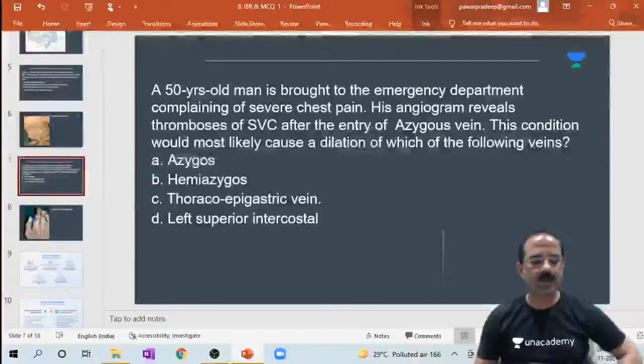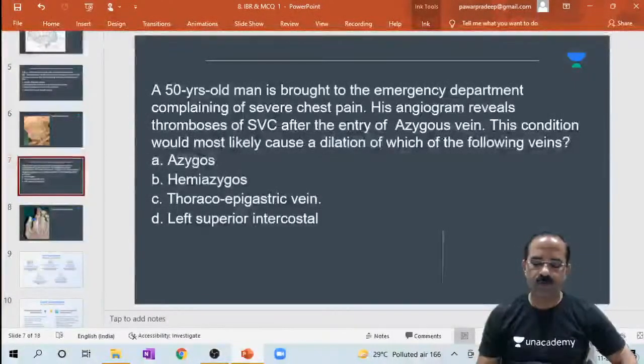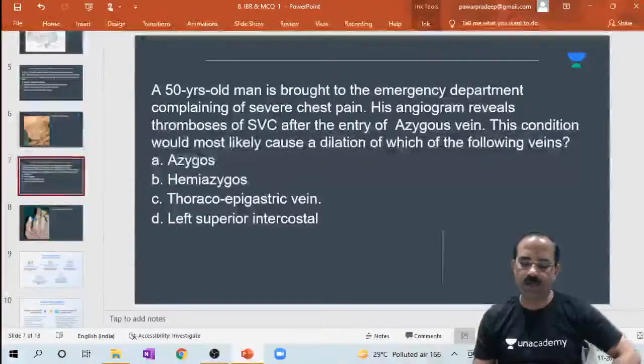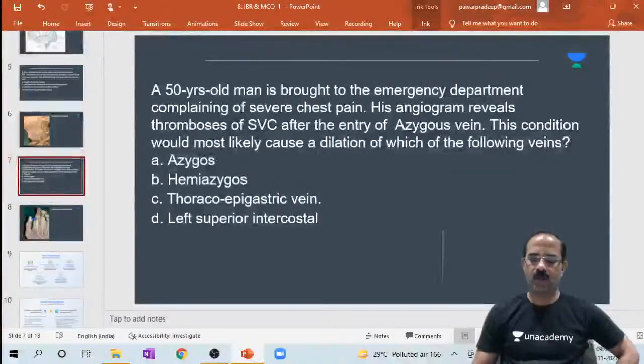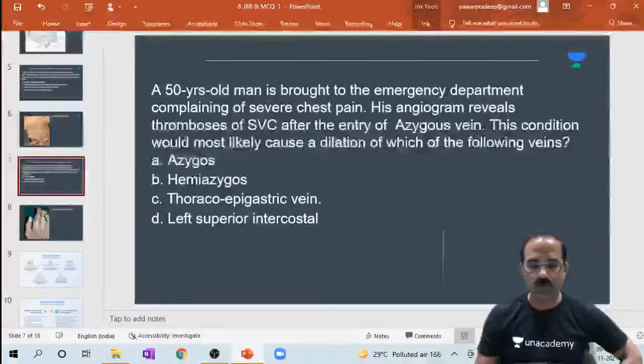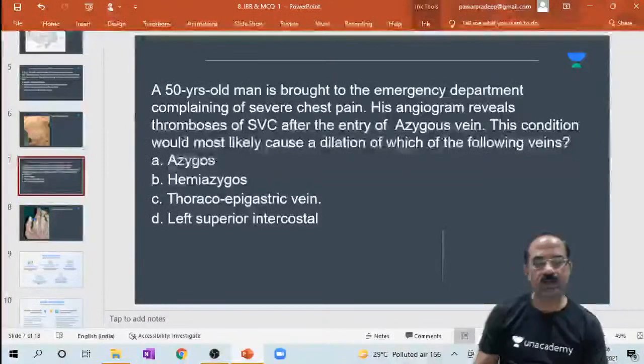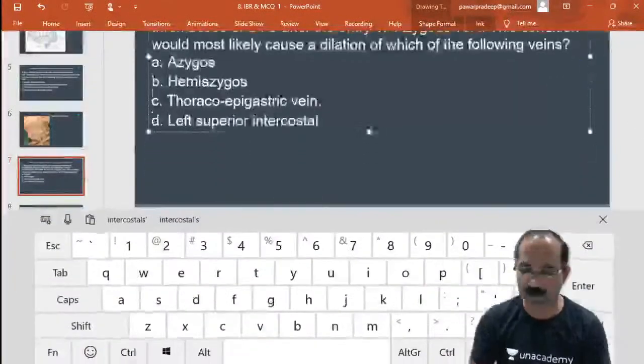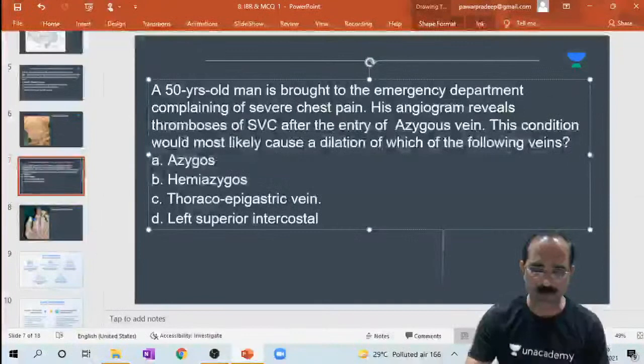So what is the answer for this? A 50 years old man is brought to the emergency department complaining of severe chest pain. His angiogram reveals thrombosis of SVC after the entry of azygous vein. After the entry of azygous vein, that will be below the opening of azygous vein. So that is below. So this condition would most likely lead to dilatation of which of the following veins? So your answer would be the thoracoepigastric vein. Thoracoepigastric. Clear? C. Very good.